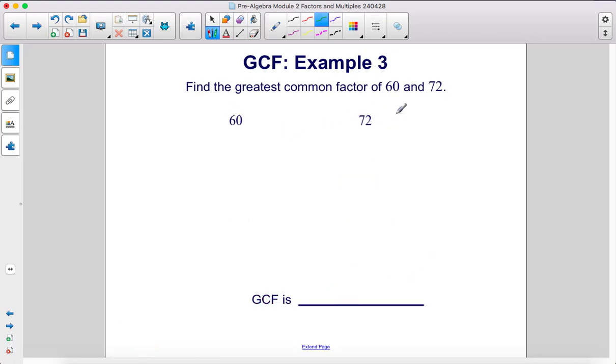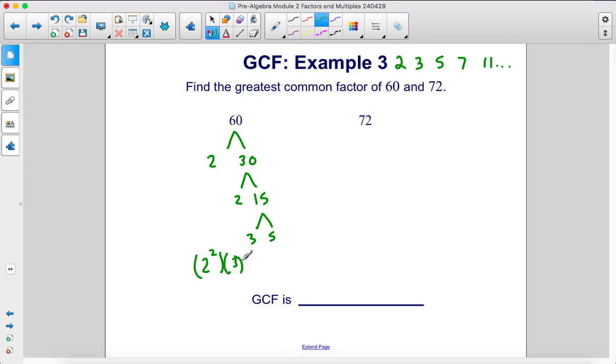Find the greatest common factor of 60 and 72. All right, so I'm just going to go ahead and write my lowest prime numbers. Probably won't need more than that. 60 is divisible by 2. It's 2 times 30. 30 is divisible by 2, 2 times 15. 15 is not divisible by 2, but it is by 3. So we get 2 times 2, 2 squared, times 3, times 5.